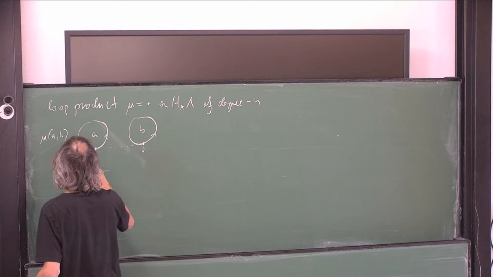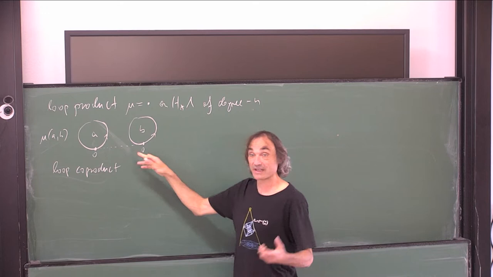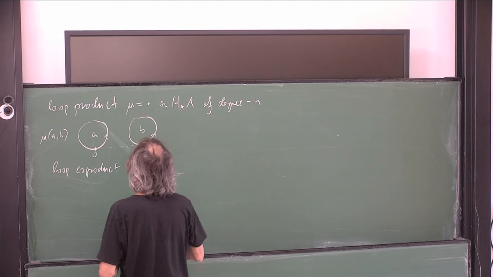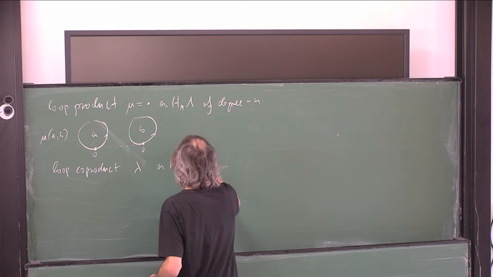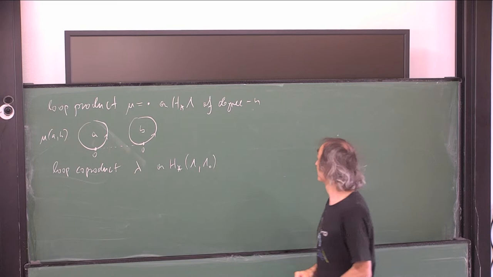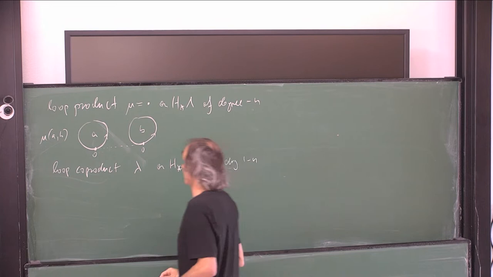It has degree minus n because we have a co-dimension n incidence. So loop co-product, which I will denote by lambda, also on the homology, but relative to the constant loops, it has degree 1 minus n. And it's schematically defined as follows.